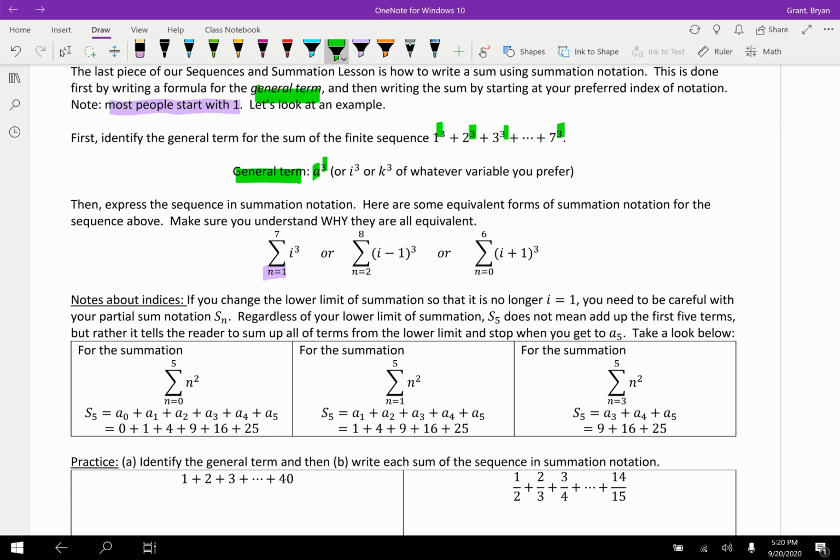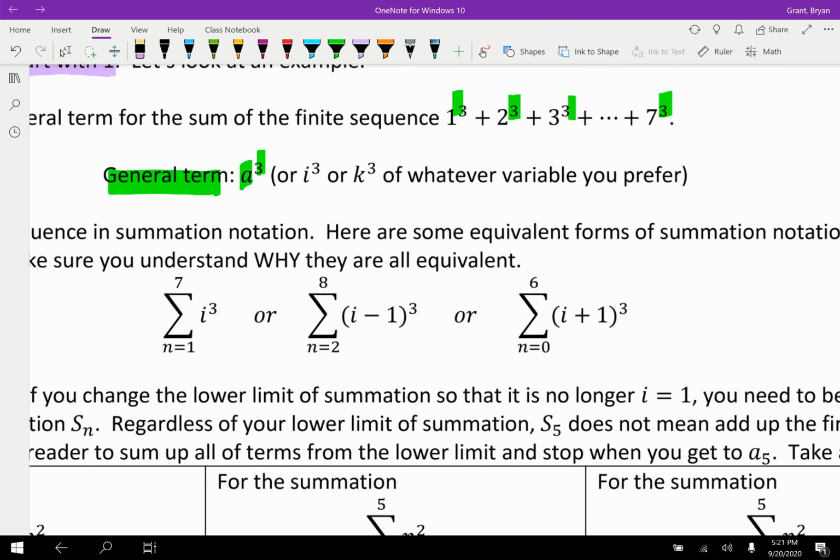The next part is you need to write this in summation notation. However, again, that lower limit of summation really makes things interesting because you can pick any value you'd like. For example, I bet most of us would have said, well, let's just do from 1 to 7 of i cubed, because then when you substitute in 1 here, that's where the 1 cubed comes from. When you substitute in 2, 2 cubed, all the way up to 7 cubed, and that's fine.